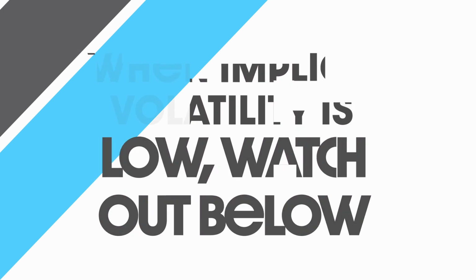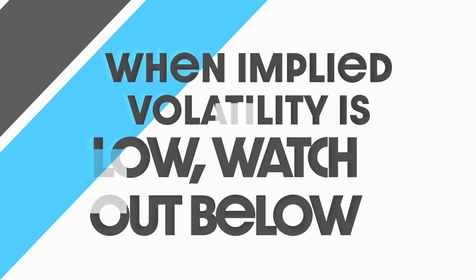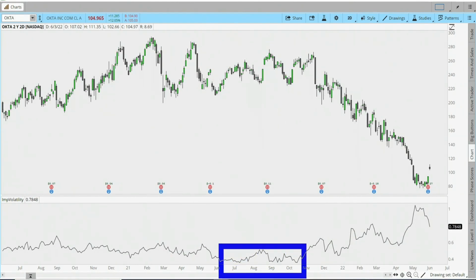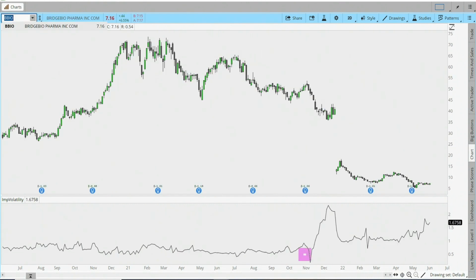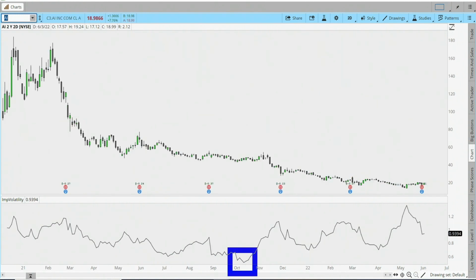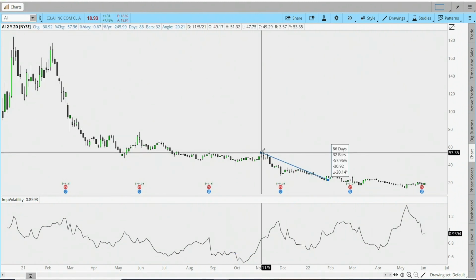Now, when implied volatility is low, watch out below. As we see implied volatility hitting off of these lows, not zero, it's still 0.4. We can see the stock at highs before it sells off and implied volatility goes up. When implied volatility is low, watch out below. You can see this stock sold off hard right after the implied volatility went below the support level. Implied volatility is low and the stock's low, but it still goes lower in the tune of 60%.